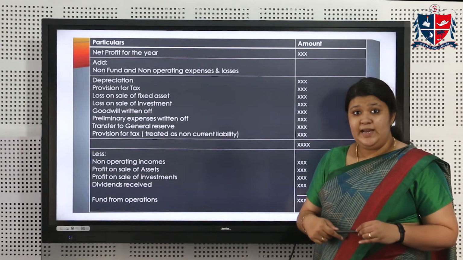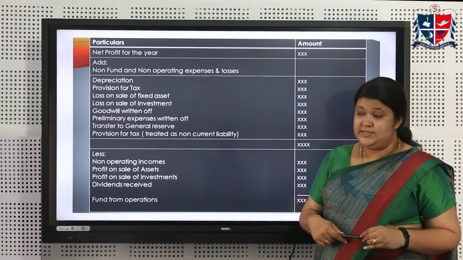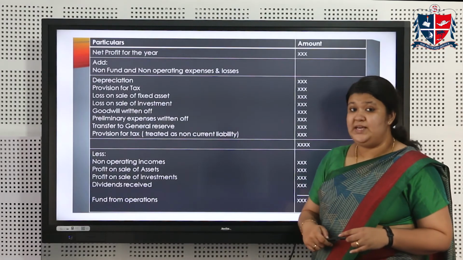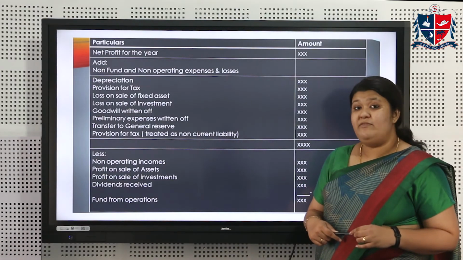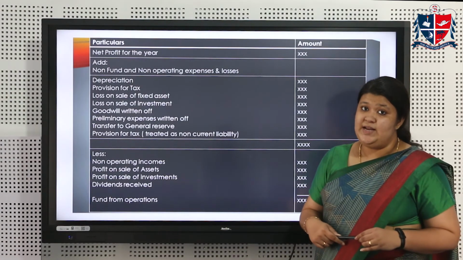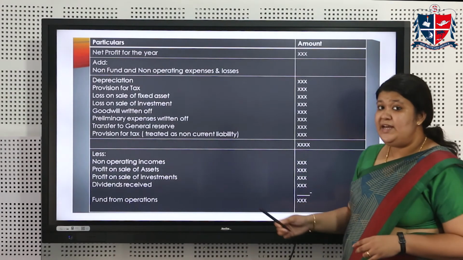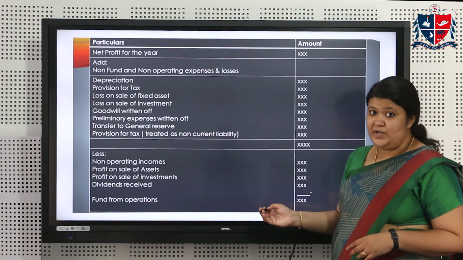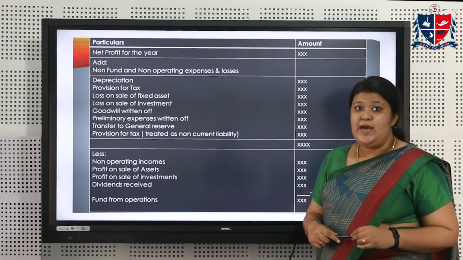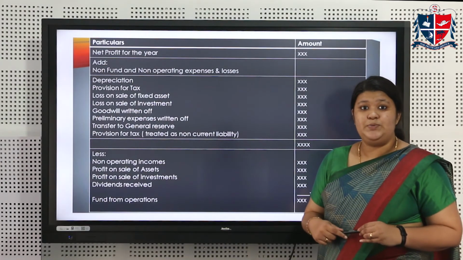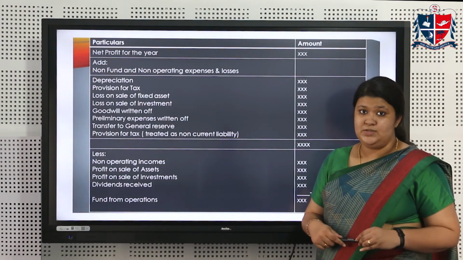Then let's see what the non-operating incomes are. The non-operating incomes and profits have to be deducted. The various non-operating incomes are profit on sale of fixed assets, profit on sale of investments, dividend received and other incomes received. So the net figure will be fund from operations. If the figure is positive, it will be fund from operations, and if you are getting a negative figure, it will be fund lost in operations.